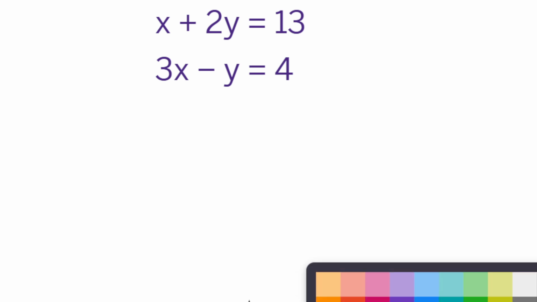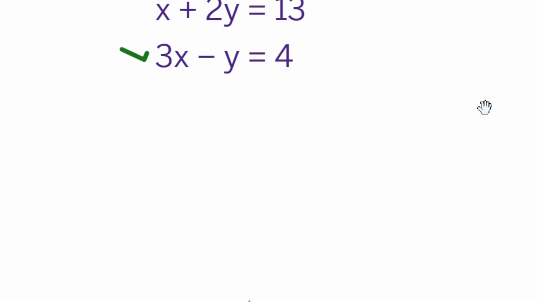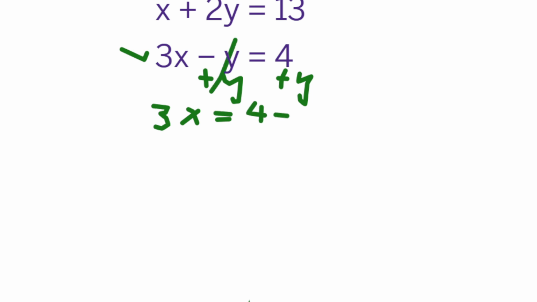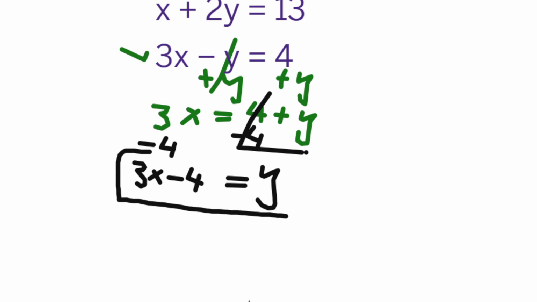Now, if we look at the equation down here, it's easy to make y the subject, right? So let's do that. What I will do is I'll do plus y here and plus y there. So 3x equals, because this is gone, 4 plus y. Then I will do minus 4 here and minus 4 there to cancel this. So on this right side, I'll just have y equals 3x minus 4. This is very good. Now we did make y the subject, which is good.